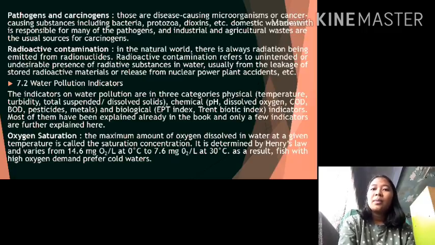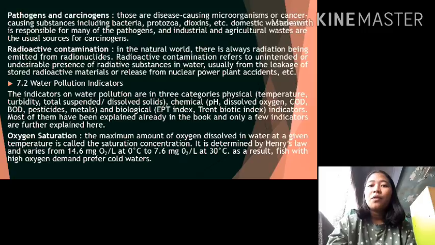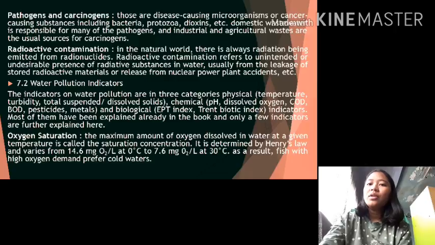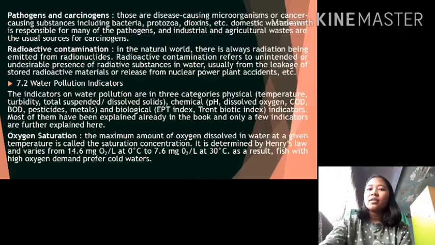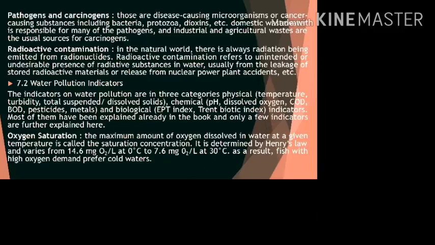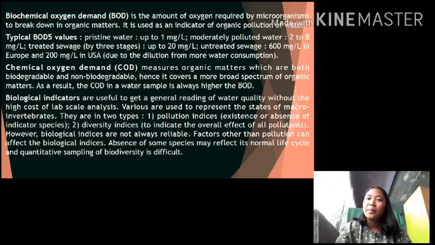Oxygen saturation. The maximum amount of oxygen dissolved in water at a given temperature is called the saturation concentration. It is determined by Henry's law and varies from 14.6 mg O2 per liter at 0 degrees Celsius to 7.6 mg O2 per liter at 30 degrees Celsius. As a result, fish with high oxygen demand prefer cold water. Next, biochemical oxygen demand (BOD) is the amount of oxygen required by microorganisms to break down organic matters. It is used as an indicator of organic pollution of water.